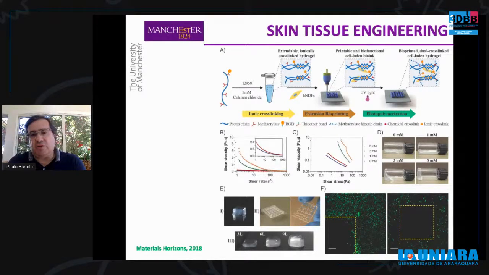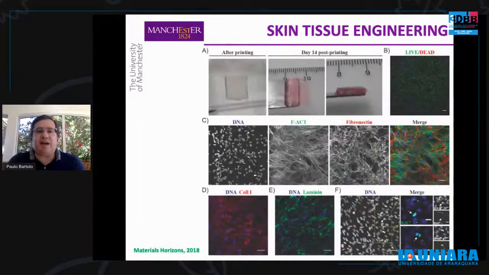The amount of calcium chloride was investigated and optimized regarding the flow properties of our material. And we explore also different types of photo initiators, and the amount of photo initiator was also optimized regarding the curing kinetics and also the biomechanical properties of the final gel. Preliminary results show that after 14 days post-printing, cells were live, creating cell networks, and also able to produce their own extracellular matrix.